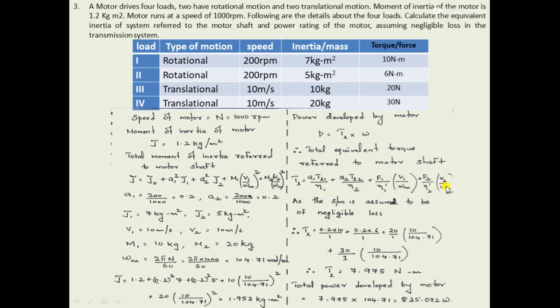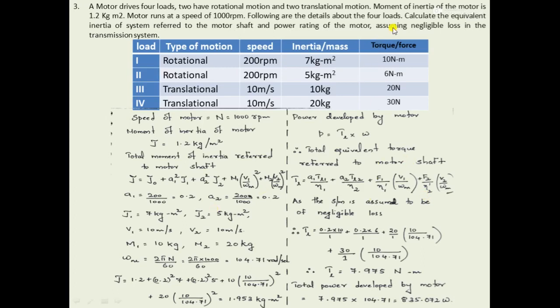For that we will be using the standard relation A1 TL1 by nu1 plus A2 TL2 by nu2 plus F1 by nu1 dash into V1 by omega m plus F2 by nu2 dash into V2 by omega m. In the standard relation, there are different efficiency terms. Nu1 and nu2 indicate the efficiency of the gear trains, and nu1 dash and nu2 dash represent the efficiencies of the transmission system, that is, a rotational to translational transmission system.